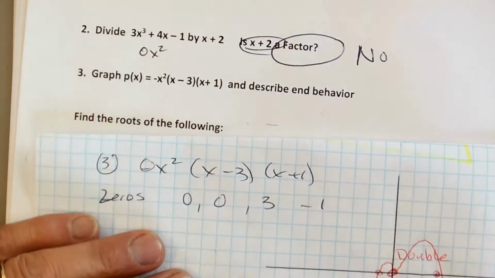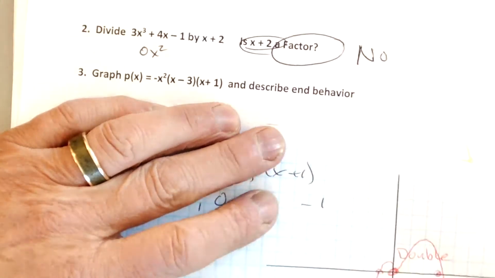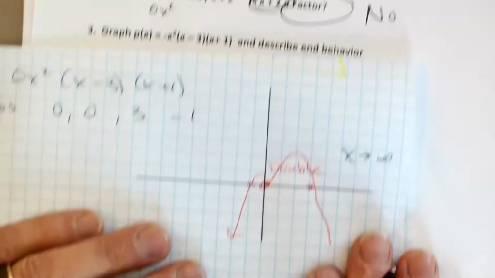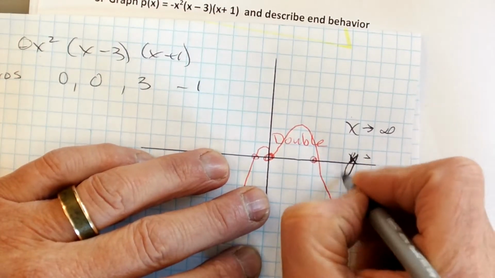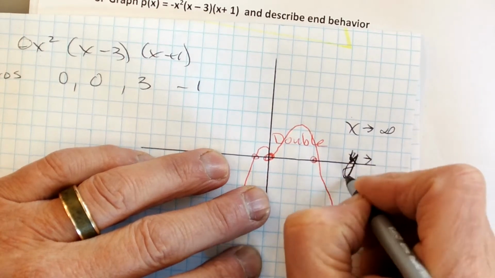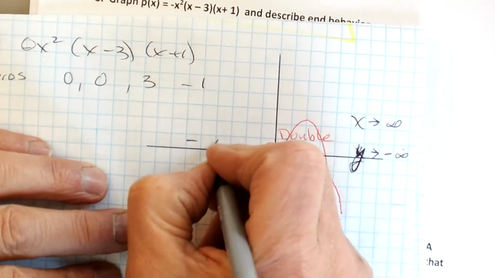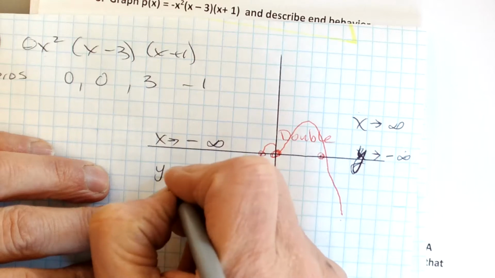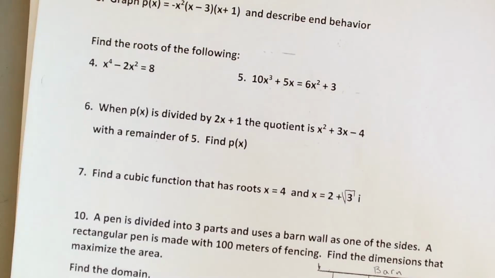Now, end behavior, so as x is approaching infinity, well, then y is approaching negative infinity, right? Y is approaching negative infinity. And over here, as x is approaching negative infinity, y is approaching negative infinity also. Okay, that's my end behavior. What's going on in the end? Okay, good. 4, find the roots of the following.